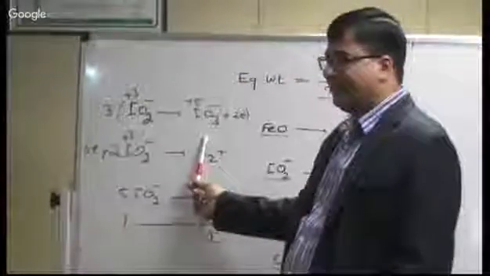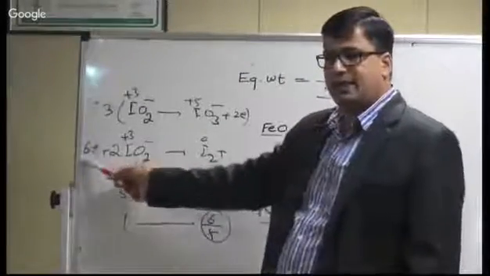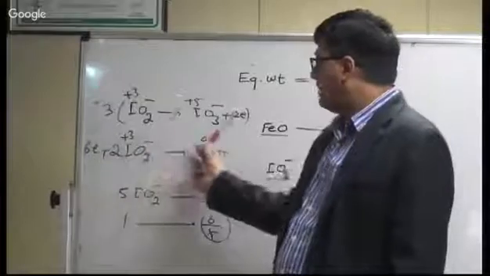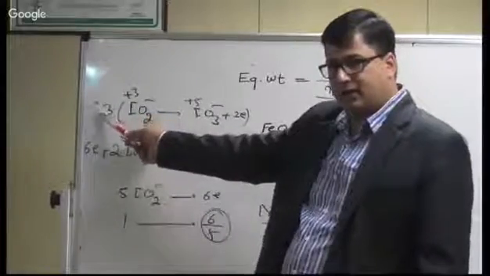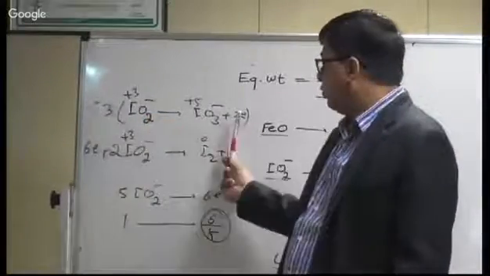+3 to 0, 3 electron gain. For 2 iodine, 6 electron gain. Now I have to balance the electrons, so I have multiplied by a factor of 3. So after multiplying by 3, both sides have 6 electrons.